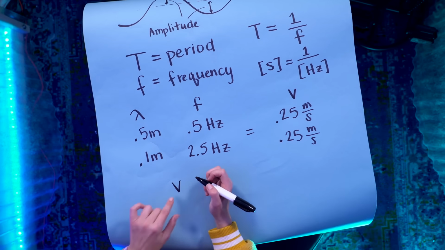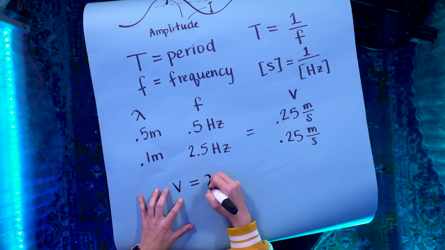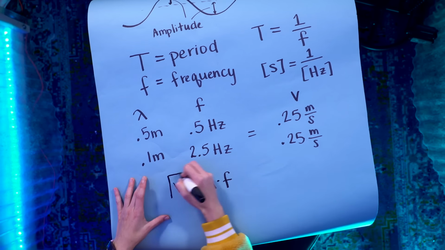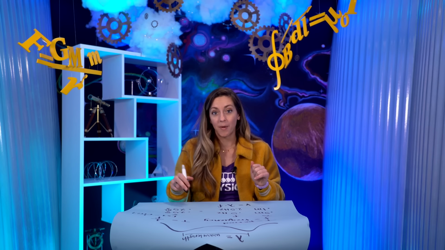So I can now write down this relationship. Velocity of a wave through a medium equals the wavelength times the frequency of the wave. We call this relationship the wave equation, and it's true for all waves. And we can use it to figure out all sorts of things.